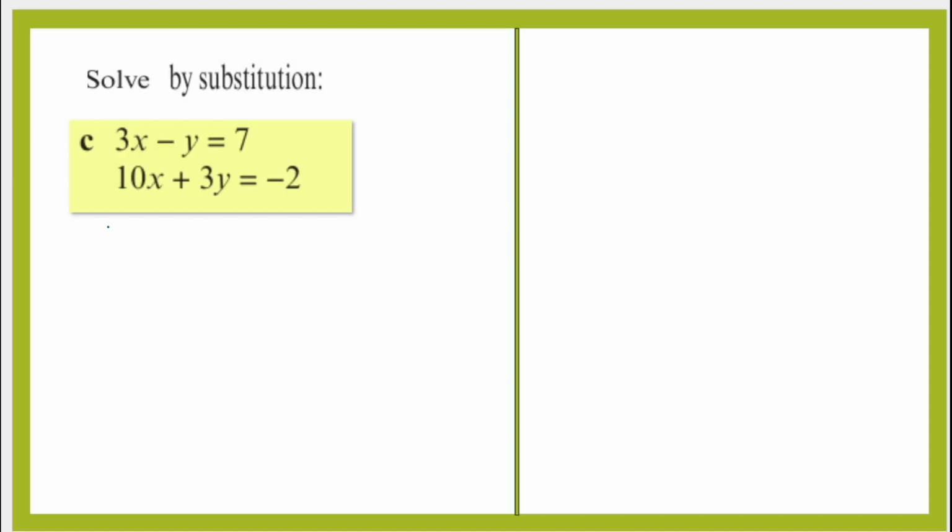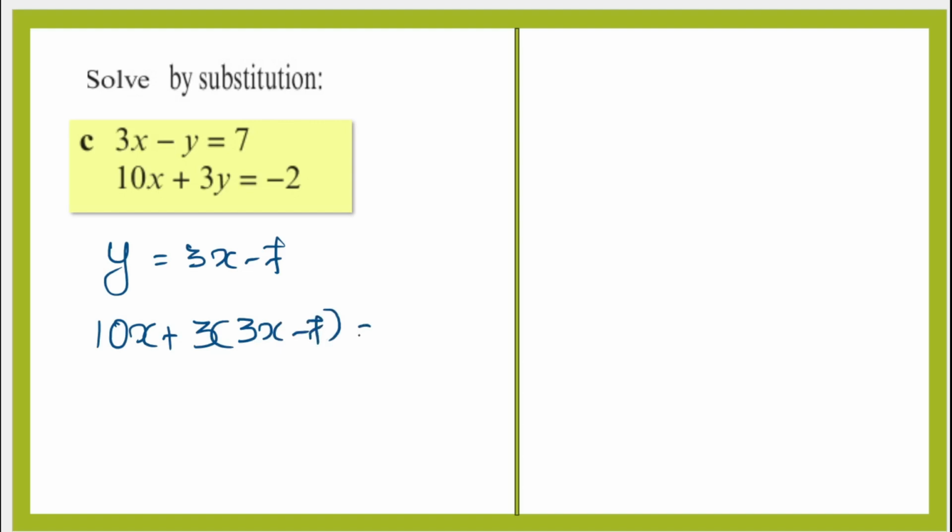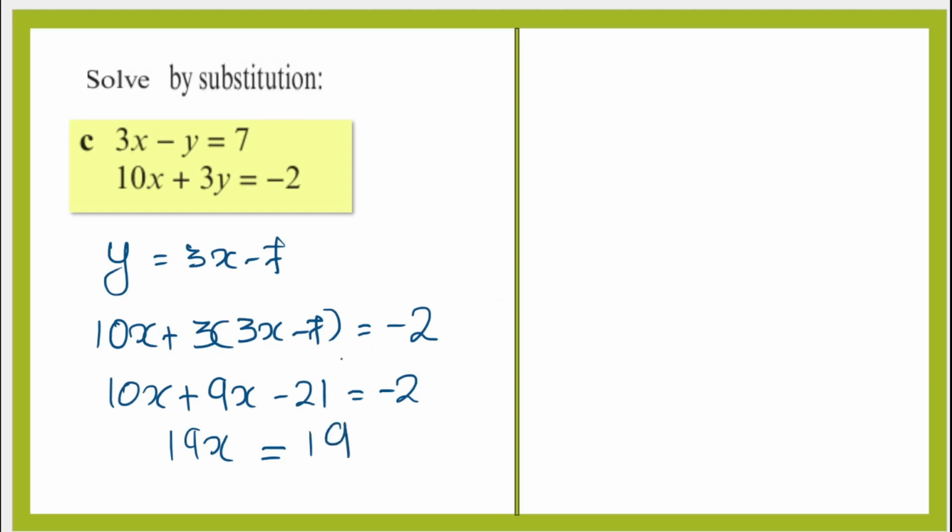Now let us solve by the method of substitution. Now rearranging the first equation, we got y as 3x minus 7. Now substitute the value of y in equation number 2. We got 10x plus 3 times 3x minus 7 equal to minus 2. That is 10x plus 9x minus 21 equal to minus 2. 19x equal to 19. That's we got the value of x as 1.